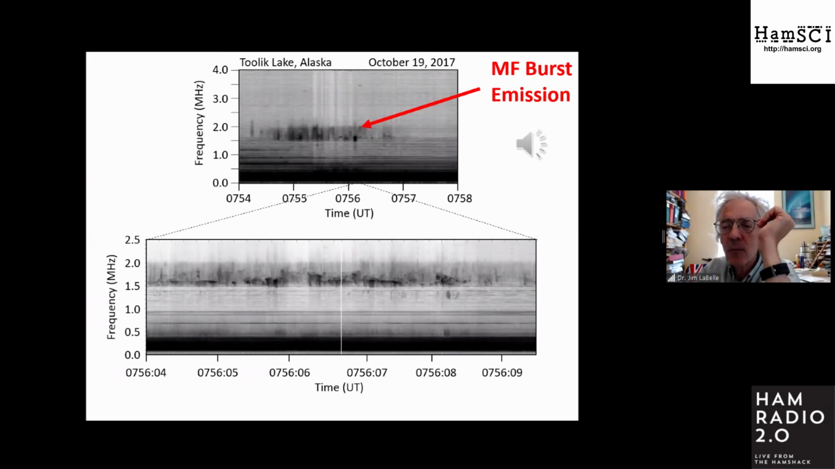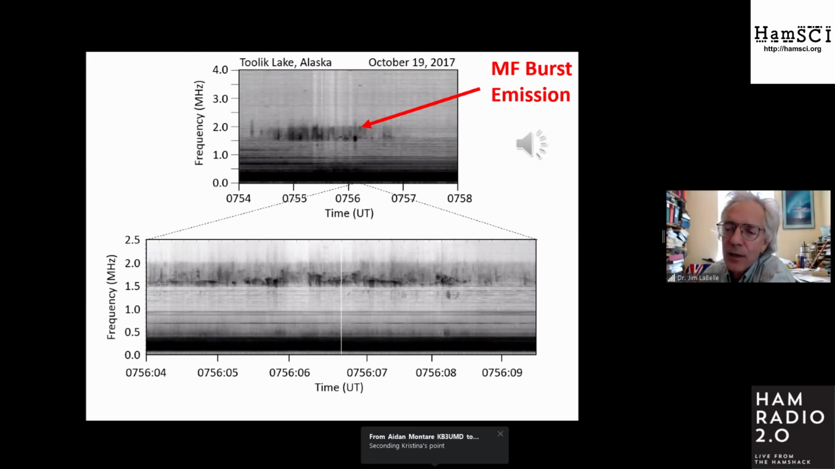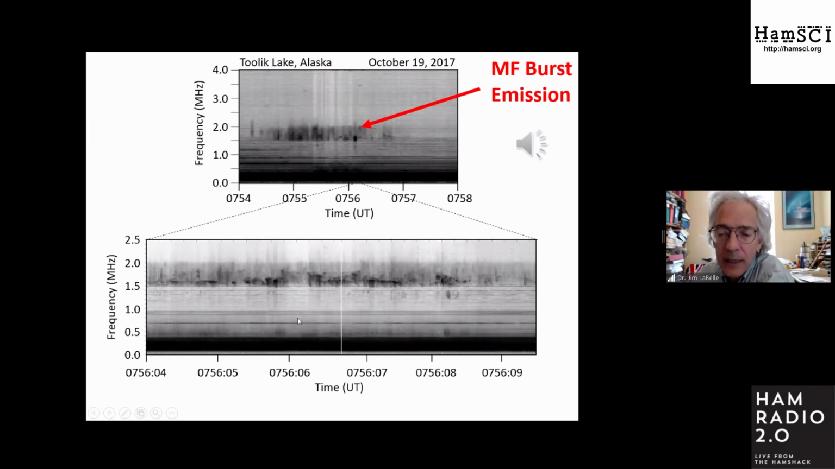I thought I'd also point out that this burst emission is highly structured, and we try to show that down here. We have a few-seconds expanded plot. Here's the medium frequency burst. This one goes from about 1.5 up to 2 megahertz and lasts just a few minutes, as you see. And here we have an expanded plot of just a few seconds showing that there are a lot of fine structures within this. These are not fully understood yet.